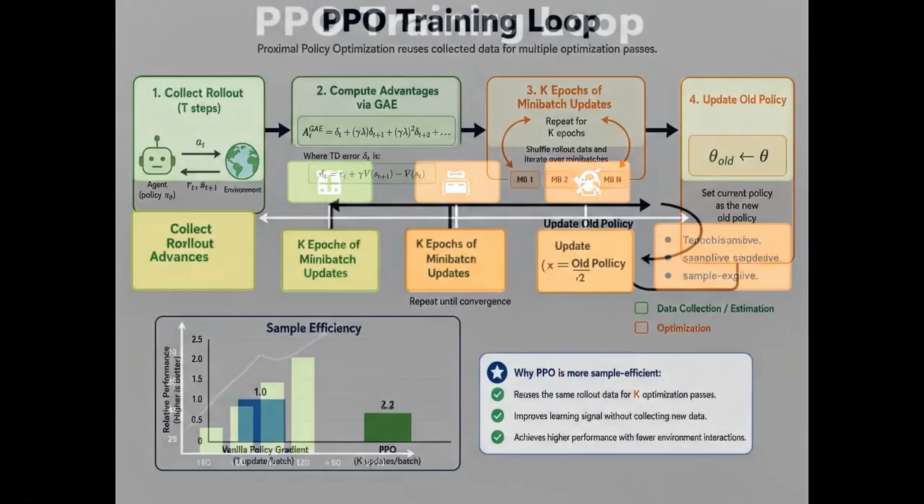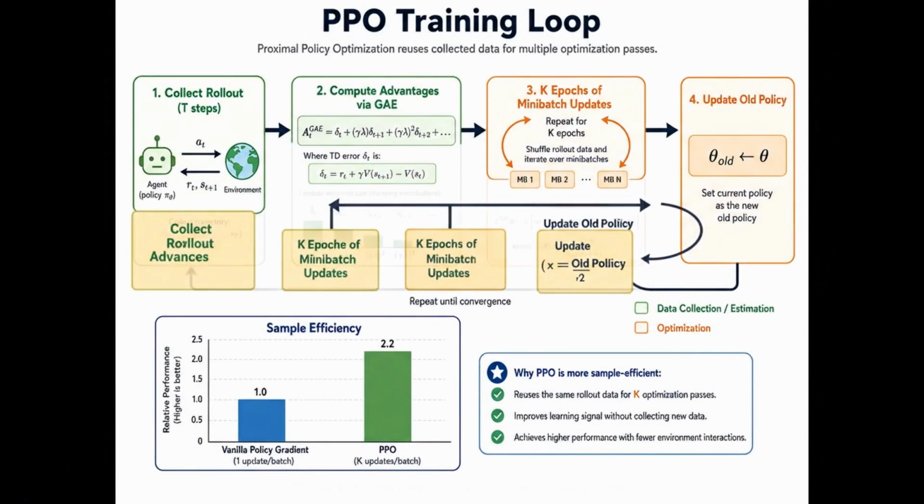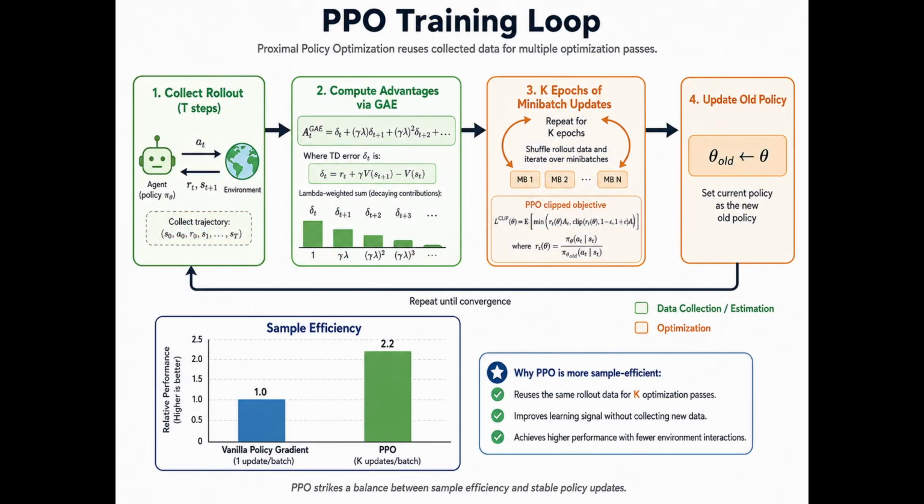PPO in practice. PPO collects a batch of experience using the current policy, on-policy, then runs multiple epochs of mini-batch gradient descent on that batch. This is more sample efficient than doing just one gradient step per batch. Here's the full training loop at a high level.